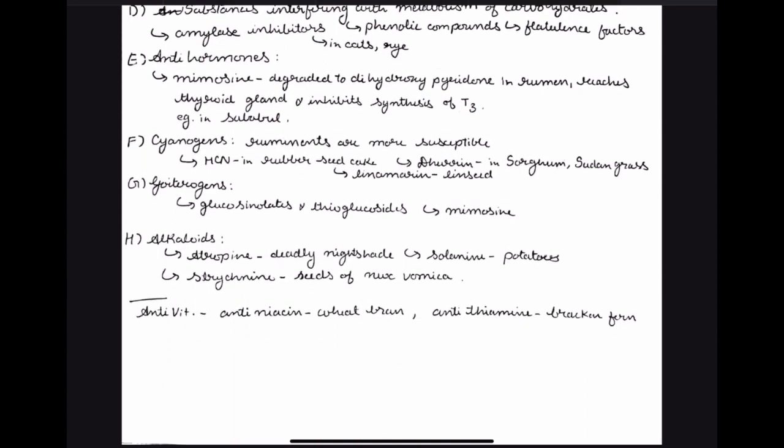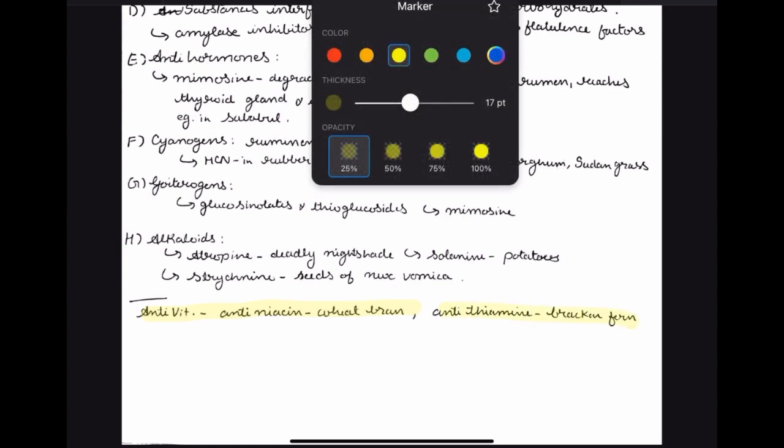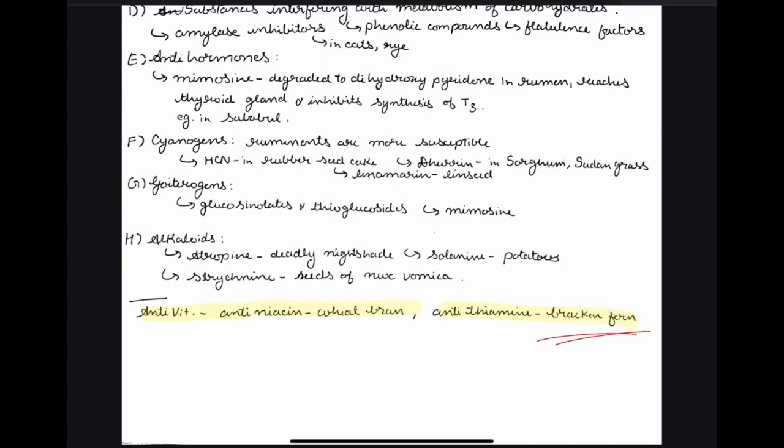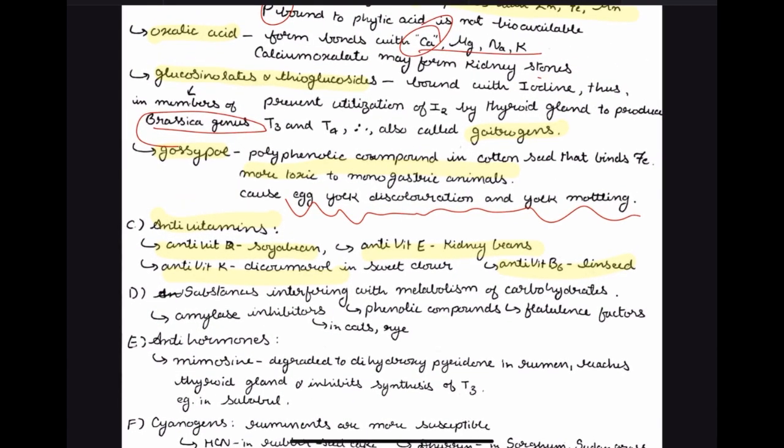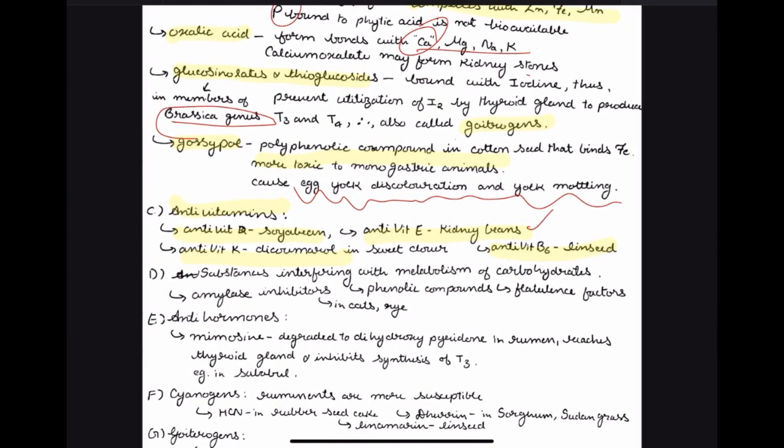Other than that, we have antivitamin niacin which is present in wheat bran, and antithiamine present in bracken fern. Out of these, the bracken fern is important, kidney beans is important, and dicumarol in sweet clover is important, and soybean.